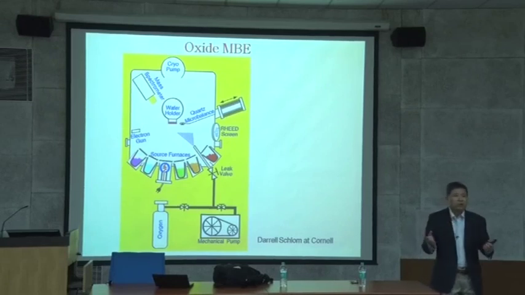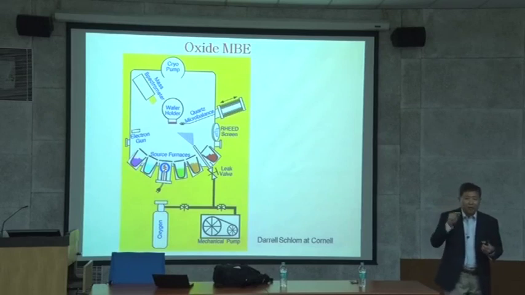But it's not 100% atomic oxygen, and the atomic oxygen is O, not O2. Okay? Atomic oxygen, a single O, is a lot more active than molecular oxygen. But the problem with atomic oxygen is that the percentage of atomic oxygen is not 100%. You are breaking this molecule, becoming only a small fraction of atomic oxygen.